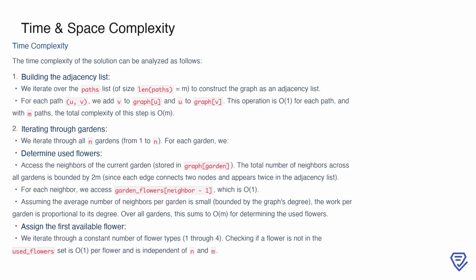Accessing the flower type for a neighbor is O(1), so the total time spent across all gardens to determine used flowers is O(m). Finally, assigning the first available flower involves iterating through 4 flower types, which is a constant operation for each garden. Therefore, flower assignment per garden is O(1). When we sum up the time spent iterating through all gardens, we get O(n) for the gardens themselves plus O(m) for the neighbors, yielding O(n + m).